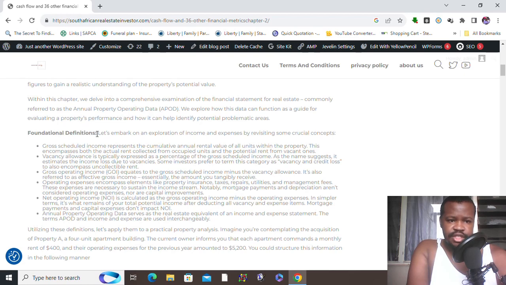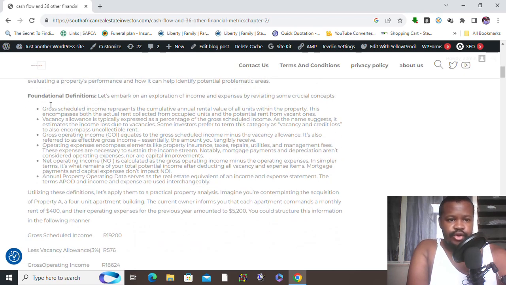Foundational definitions. Let's embark on the exploration of income and expenses by revisiting some crucial concepts. Gross scheduled income represents the cumulative annual rental value of all units within the property. This encompasses both the actual rent collected from occupied units and the potential rent from vacant ones.